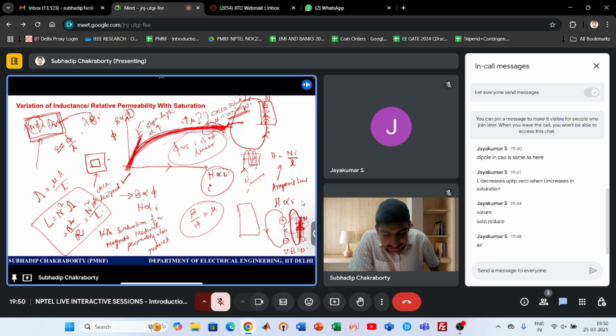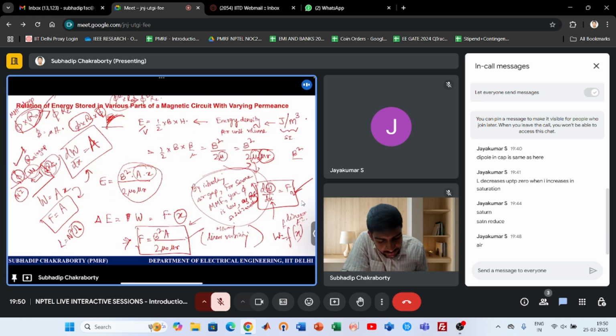Or what is the easy way to see it? I told you B squared by 2 mu is the energy stored. So if mu is more, as for magnetic materials, the energy stored is less. And if mu is low, as in the air gap, it is more. The energy stored, or energy drop, I cannot say, because magnetic circuits don't themselves consume any active power, but the energy stored I can say is more in the air gap. So that's why we say the air gap stores more energy, right?